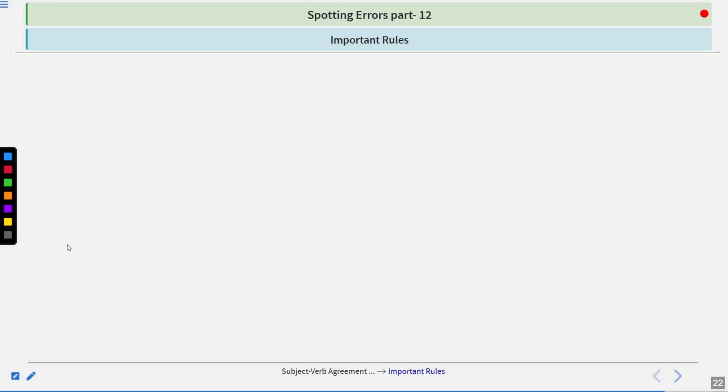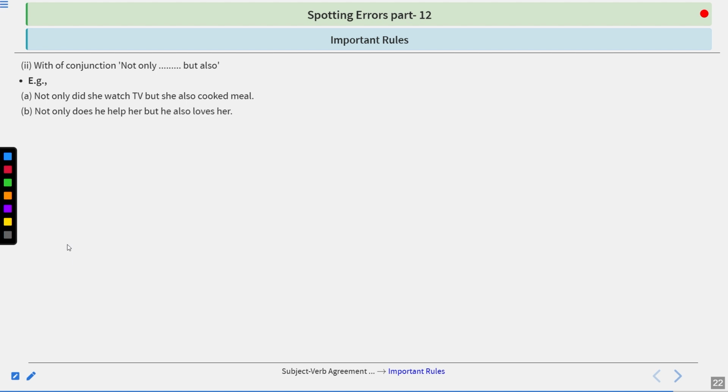Important rules. With the conjunction not only but also. Not only did she watch TV, but she also cooked meal. Here again, inversion is there. Not only does he help her, but he also loves her. With no sooner. No sooner had she seen her husband than she hugged him. Again, no sooner is a negative adverb. The comparative degree is sooner, and the no precedes sooner. The helping verb had comes before the subject, and the main verb after it. No sooner did he come in than she went out.